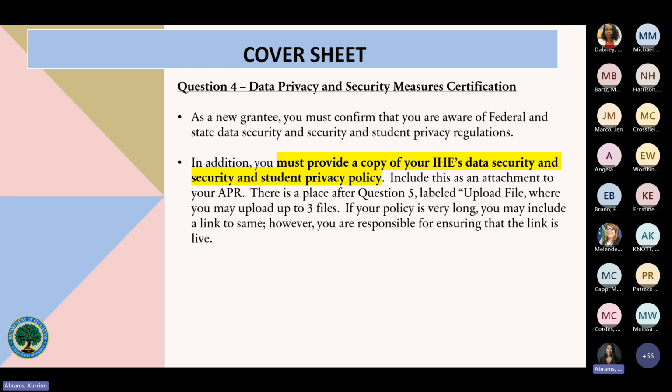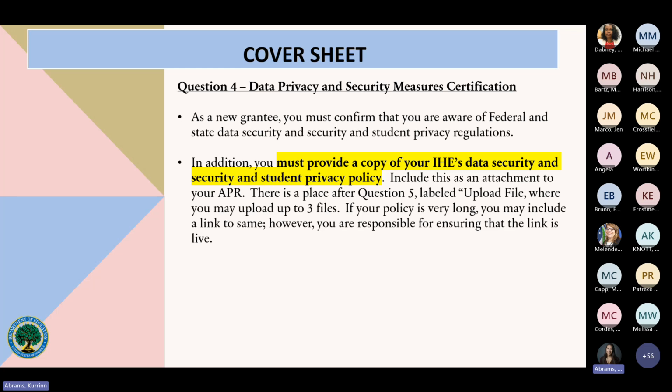Alrighty, and then the next question, question 4, is our data privacy and security measures certification. So as a new grantee, you must check yes to affirm that you're aware of and in compliance with all federal, state laws and regulations regarding system security and the protection of personally identifiable information, which should be supported by a summary of your policies and procedures. You can also upload an attachment just to ensure compliance with the data privacy and security regulations.